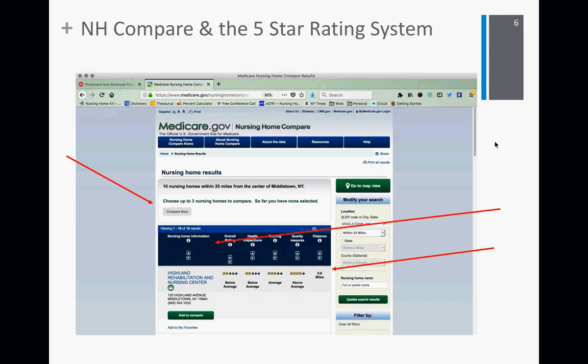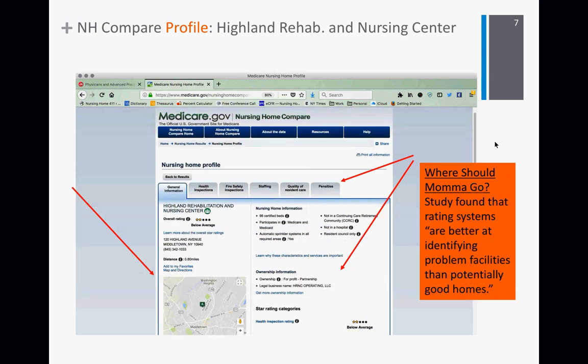And if you were to scroll down, if you went to this on your web browser, you can actually sort by health inspections high to low, by staffing high to low, etc. So it gives you a lot of good options to get a sense of the nursing homes in your community and what their basic star ratings are. So here, what I did was I clicked on the profile for Highland Rehabilitation and Nursing Center, and that's the one we're going to talk about today. You can see on the left-hand side, it shows you the map, and you can get directions to the nursing home. Very easy, I think, to find out what is going on there.